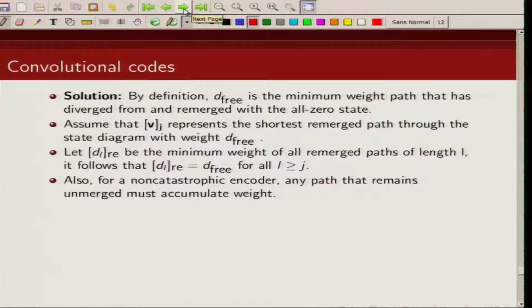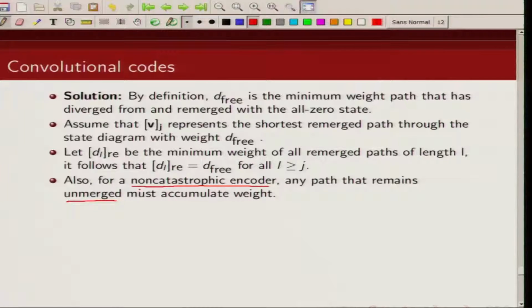Now, what about non-merged paths? These are paths which have diverged from the all 0 state, but have not yet merged back to the all 0 state. So, those are unmerged paths. Now, for a non-catastrophic encoder, any path that is not merged must accumulate weight. It is only for a catastrophic encoder that we have a situation where the input weight is higher and the output weight is smaller, but if it is a non-catastrophic encoder, it will accumulate weight.